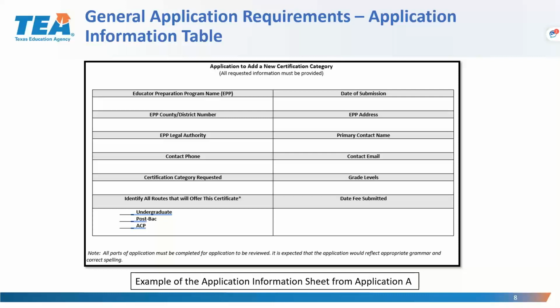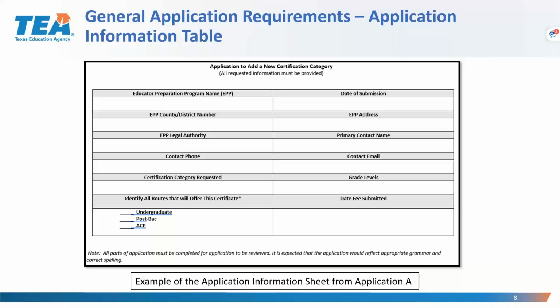The application information table is located at the beginning of each application. It is important that this table is filled out with the most current information, since this is referred to throughout the review process. If there are any changes to the information after the application is submitted, you can notify your assigned program specialist.